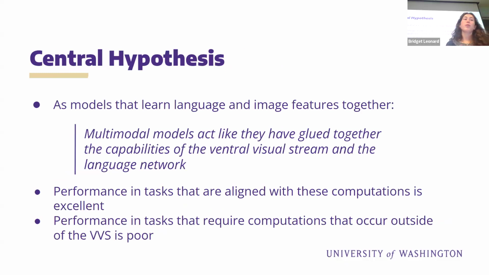Great, and here's a general central hypothesis we've developed before I go into any of the tasks we've conducted. We have this general idea that multimodal models, since they learn language and images together, have glued together the capabilities of the ventral visual stream and the language network. Because of that, when they're doing tasks that have computations aligned with the visual ventral stream, they'll do great, but anything that falls outside of that network, we expect to find really poor performance with.